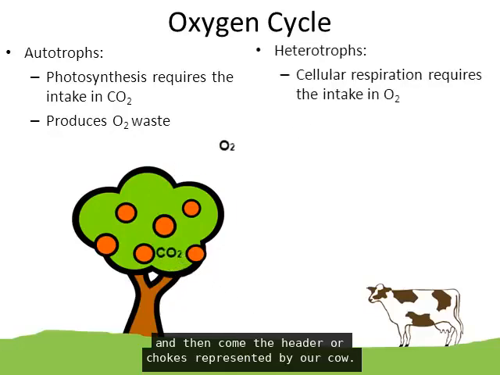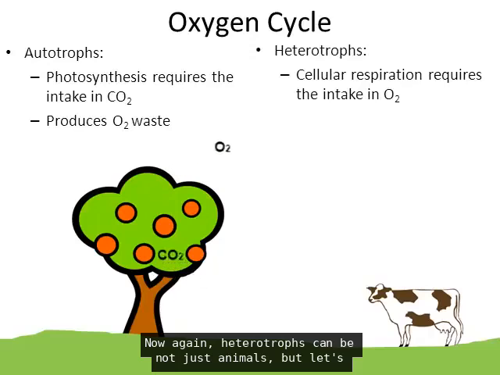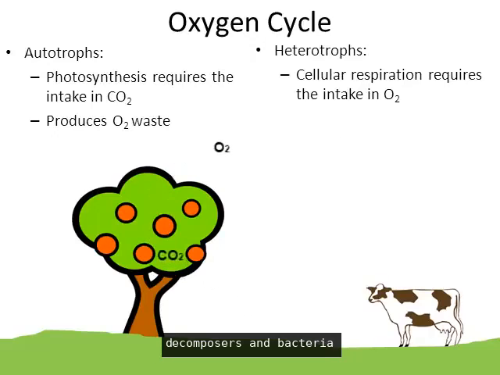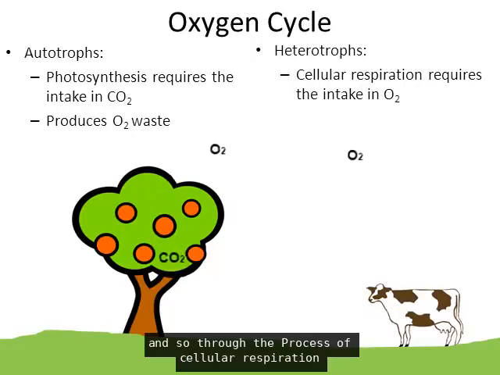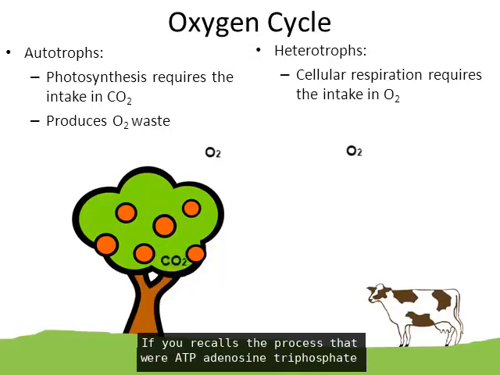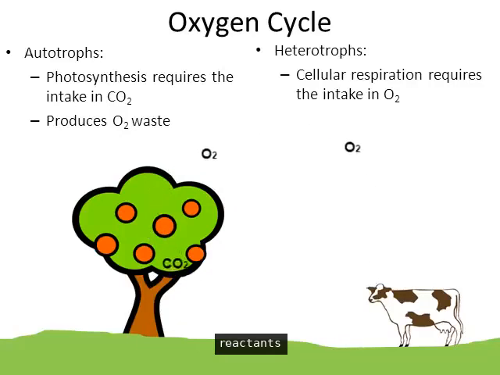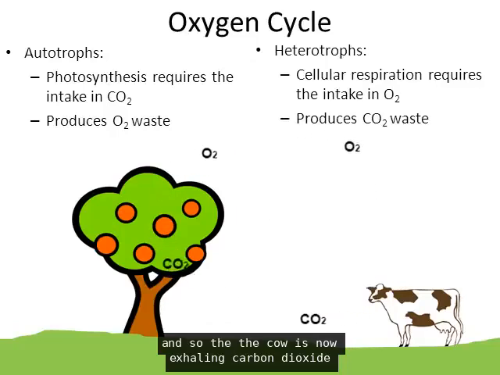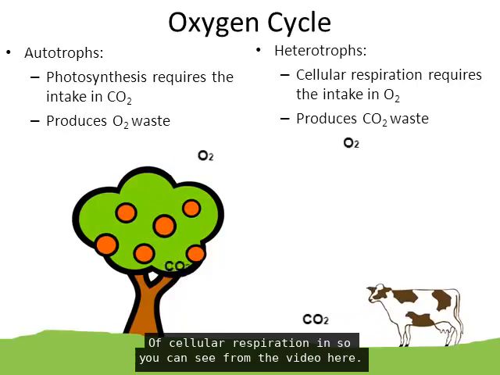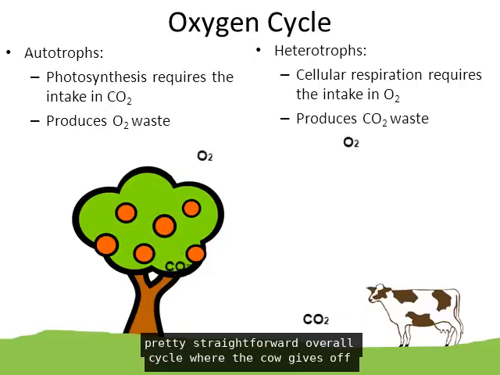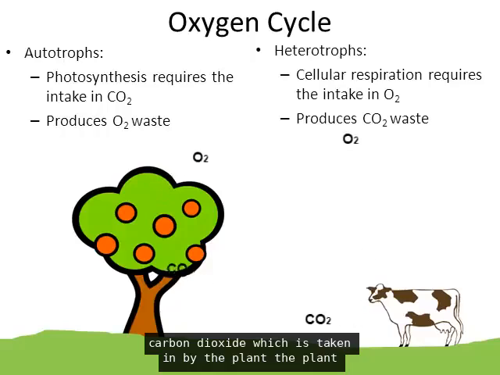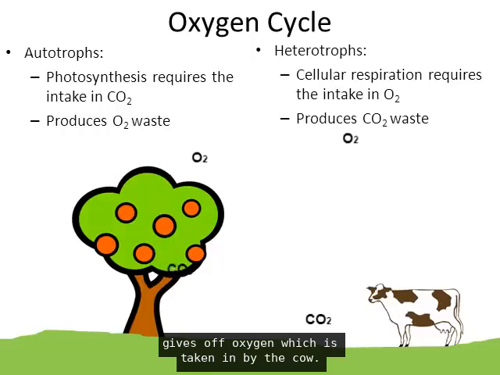And then come the heterotrophs, represented by our cow. Now again, heterotrophs can be not just animals, but let's not forget fungus and decomposers and bacteria. And so through the process of cellular respiration, oxygen will be inhaled. The oxygen that came from photosynthetic organisms is inhaled. And cellular respiration, if you recall, is the process where ATP, adenosine triphosphate, is made. And in order to make ATP, oxygen is one of the reactants. And so the cow is now exhaling carbon dioxide because carbon dioxide is a waste product of cellular respiration. And so you can see from the video here, we have a nice pretty straightforward overall cycle where the cow gives off carbon dioxide, which is taken in by the plant. The plant gives off oxygen, which is taken in by the cow.